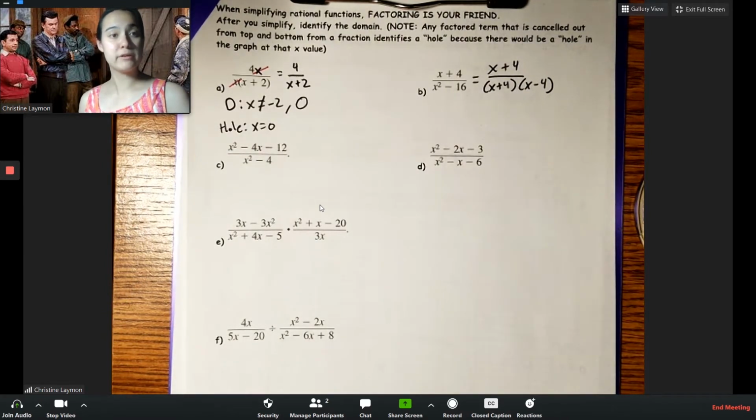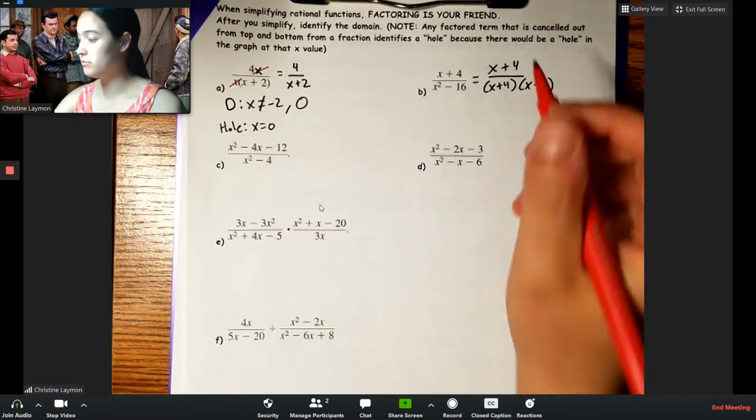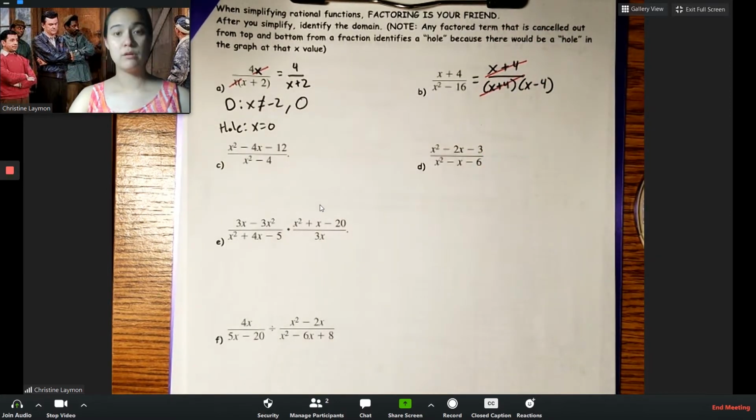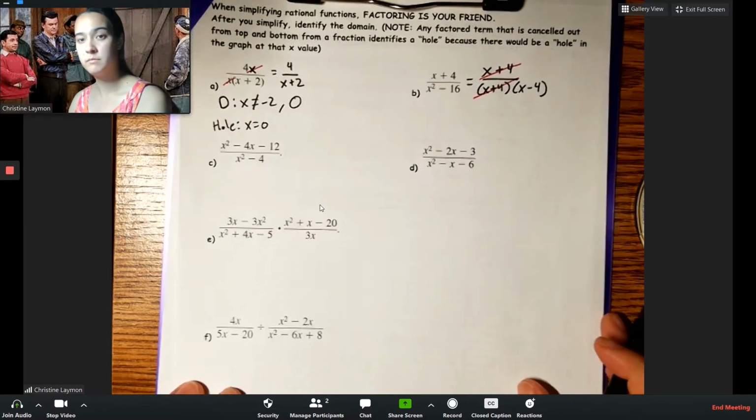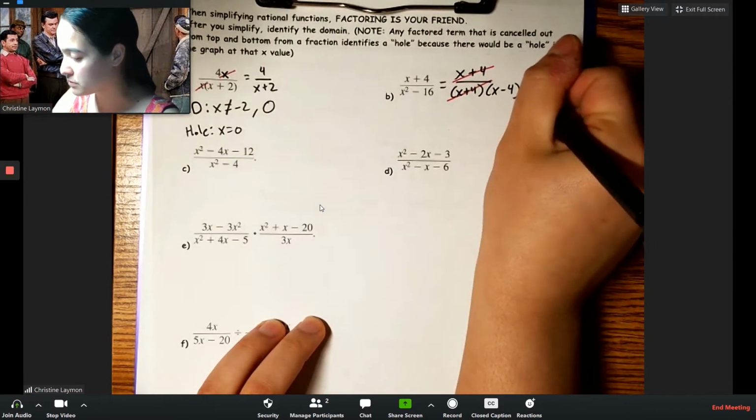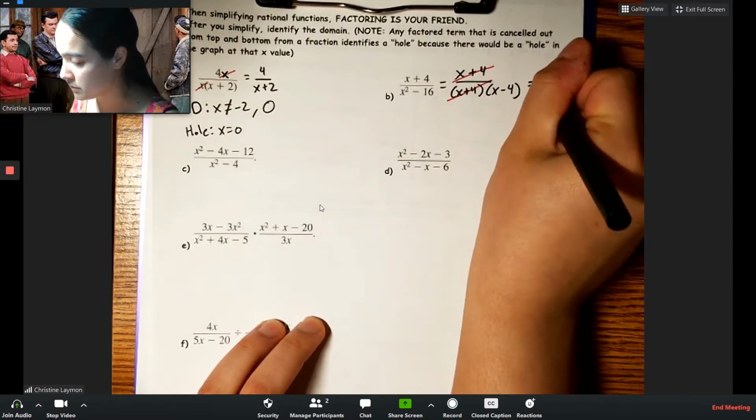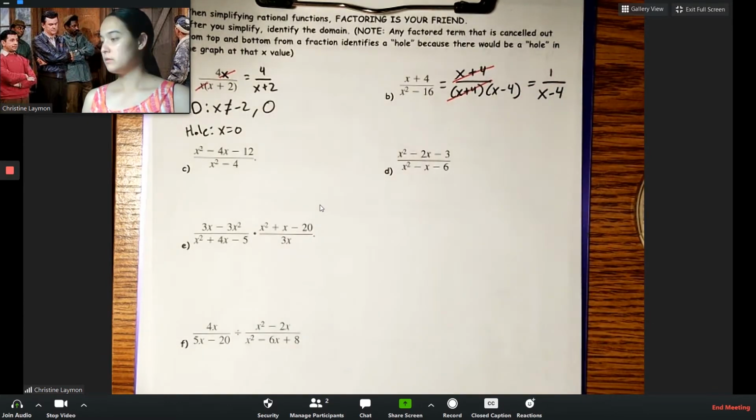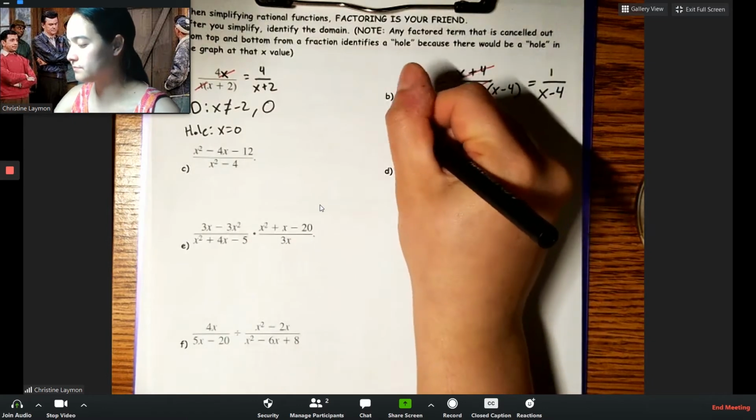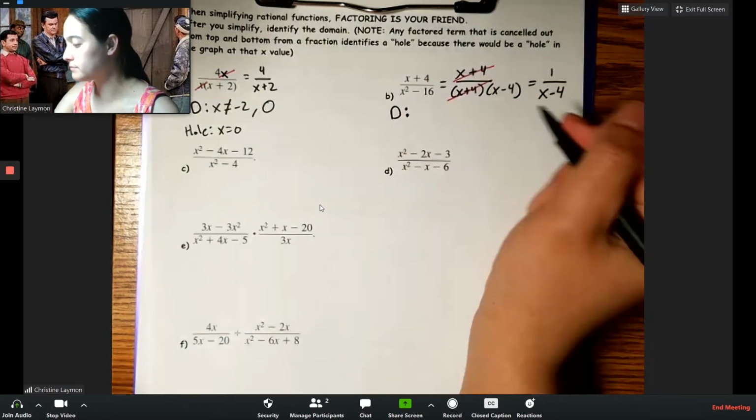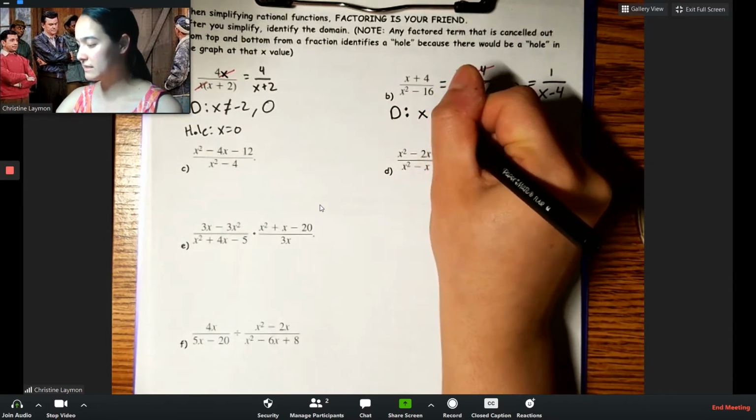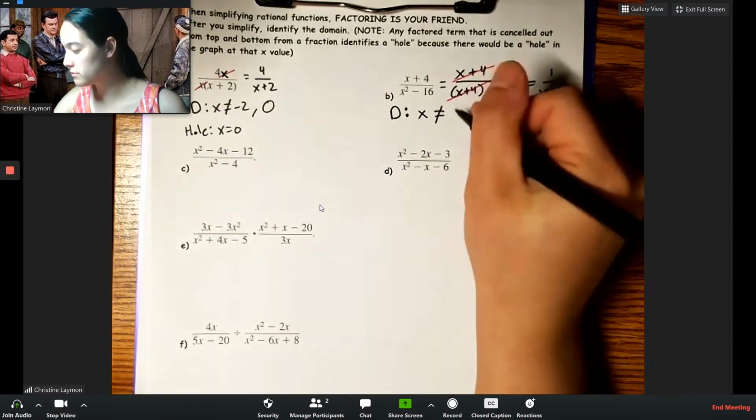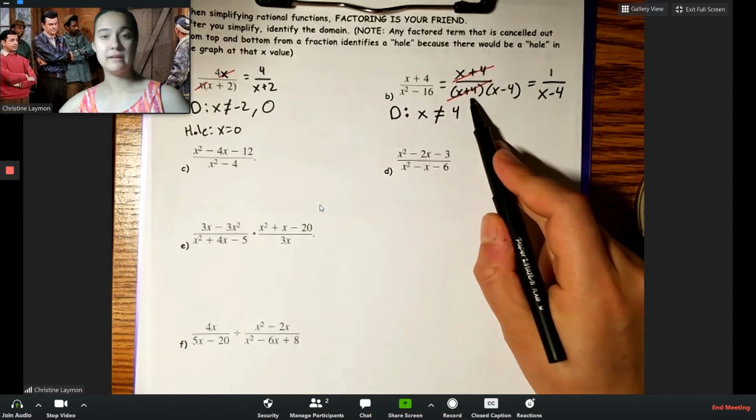Notice that top and bottom both contain x plus 4. So go ahead and cross those out. Write what you're left with. Okay? So this equals 1 over x minus 4. Okay. Let's go ahead and identify the domain. So D for domain. And this is saying x is everything but not 4 and not negative 4.